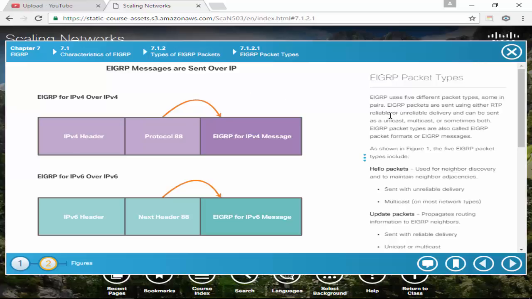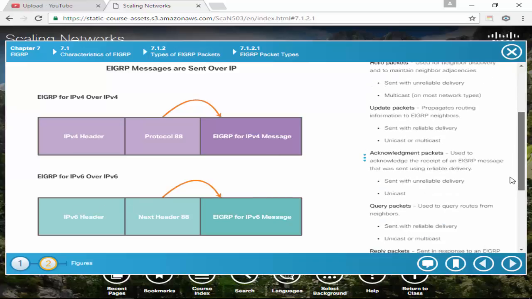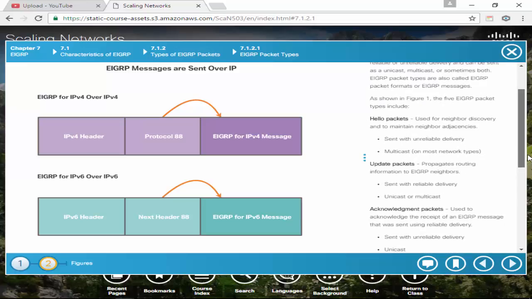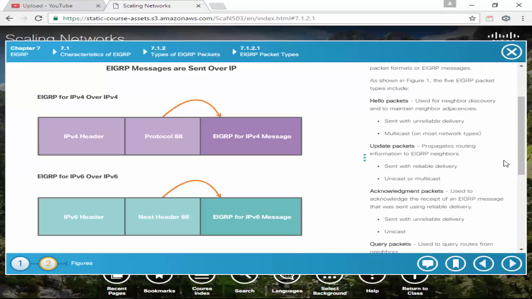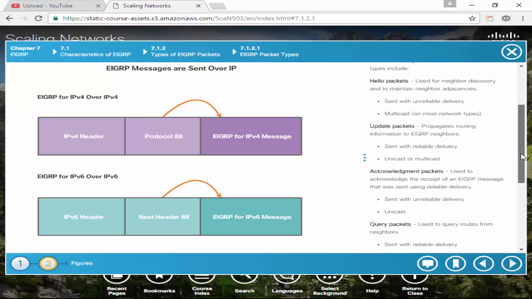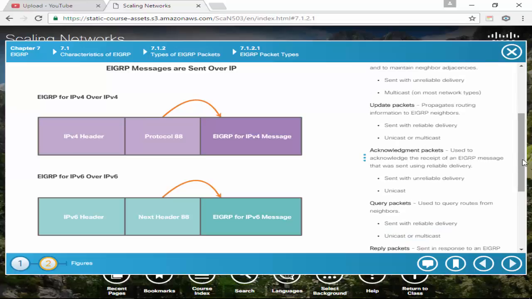Messages are sent over. Okay, neat. If we couldn't figure this out, it's a packet. Alright, so hello is sent with unreliable delivery. Hello is not RTP. We don't make sure it's there. It's multicast on most types of networks. Update packets are sent with RTP. They can be unicast or multicast.